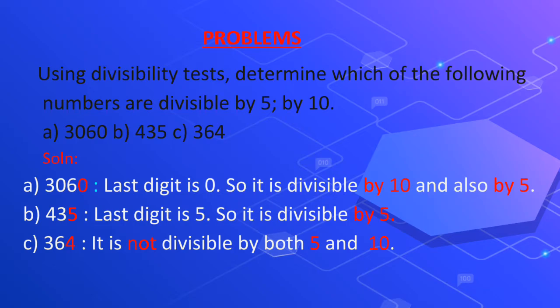I repeat, in the first one, the last digit is 0. 0 will come in both divisible by 5 and also 10. Then, second one, 5. So, it is divisible by 5 alone. Third one, 4. It is not divisible by both 5 and 10.